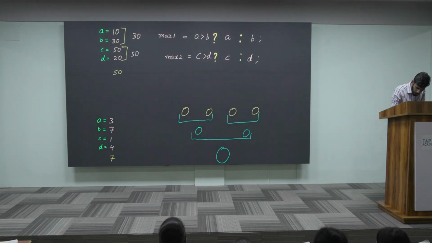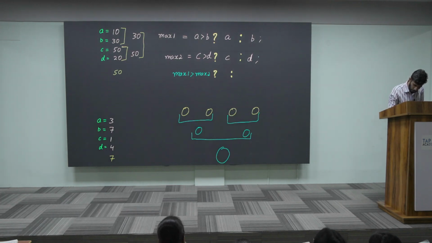Now all you need to do is find the maximum between them. For that again you need to write the ternary operator, again question mark, colon. What is the condition you need to write? You need to write whether max1 is greater than max2.